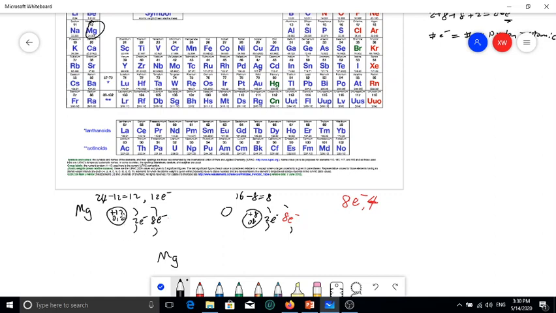Magnesium will look like this. It still has 12 protons, so it doesn't change what the element is, except it has a positive 2 charge. For oxygen here, because of gaining 2 more electrons, that makes it a negative 2 charge. So we say, okay, there's a cation and there's an anion. They both are ions, so they form an ionic bond between the magnesium and oxygen. So this is an ionic compound.